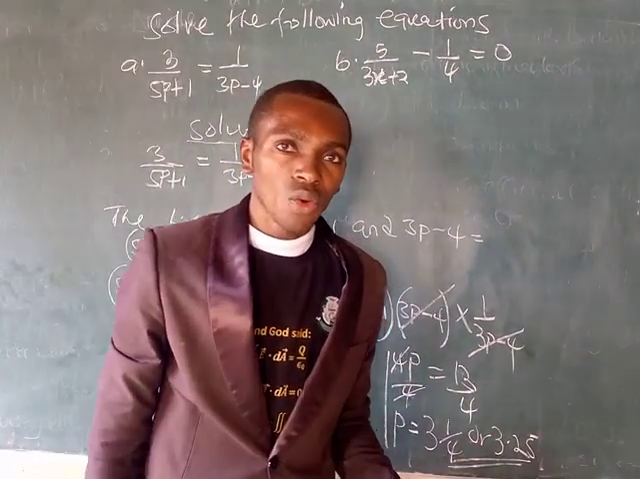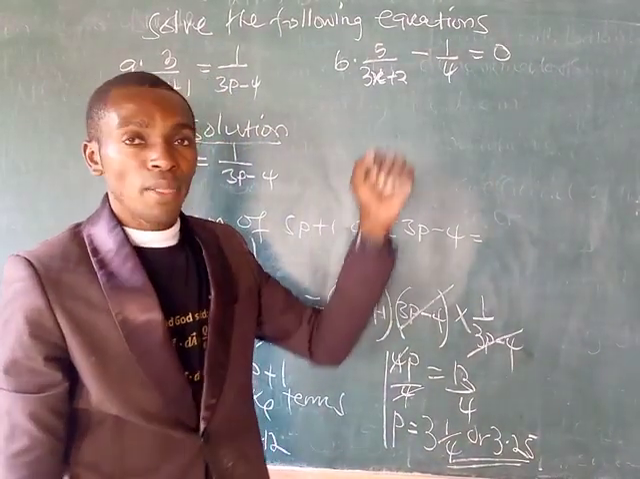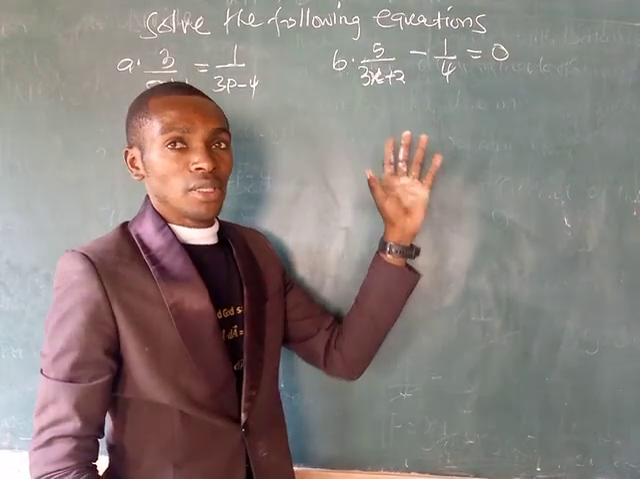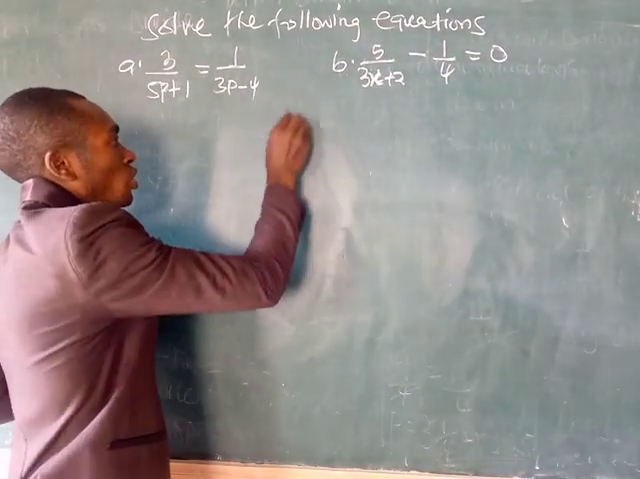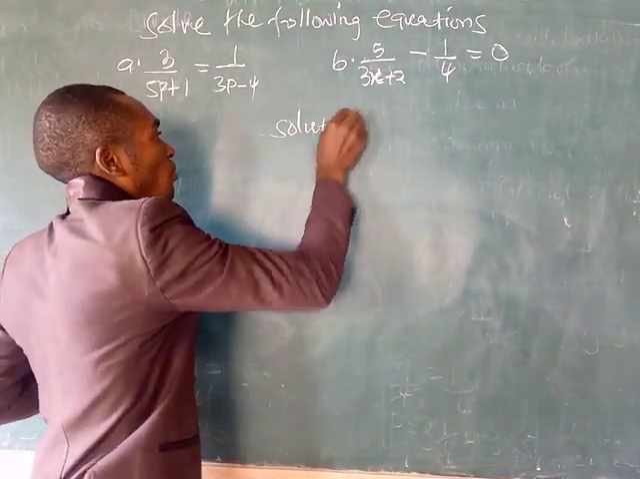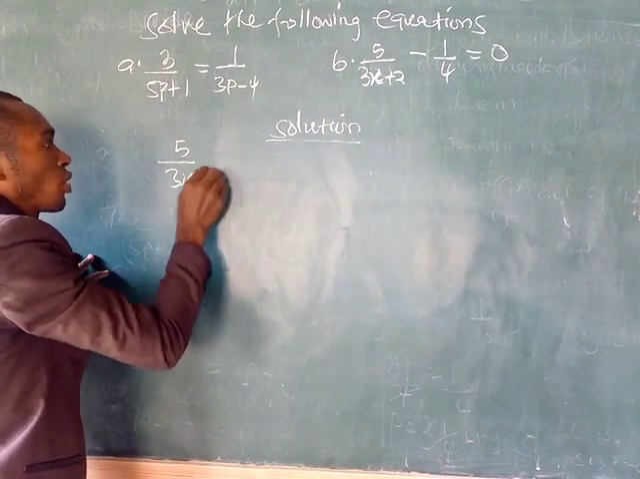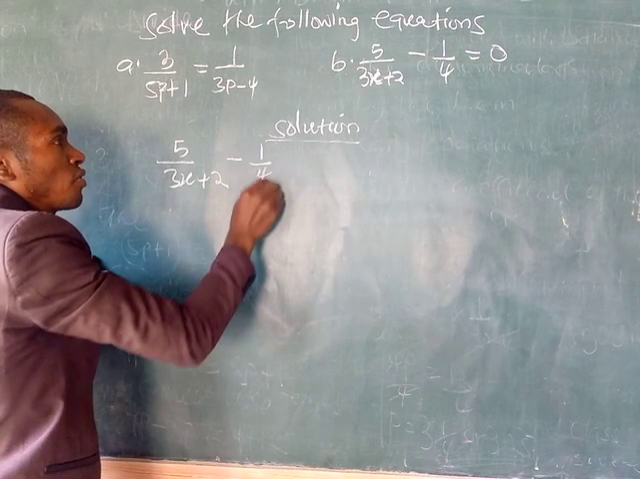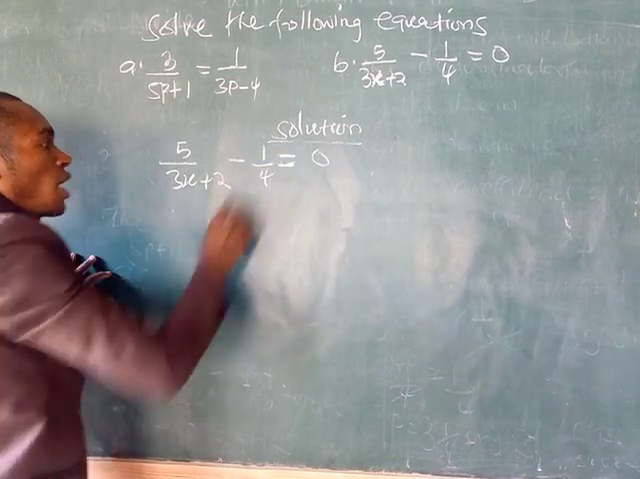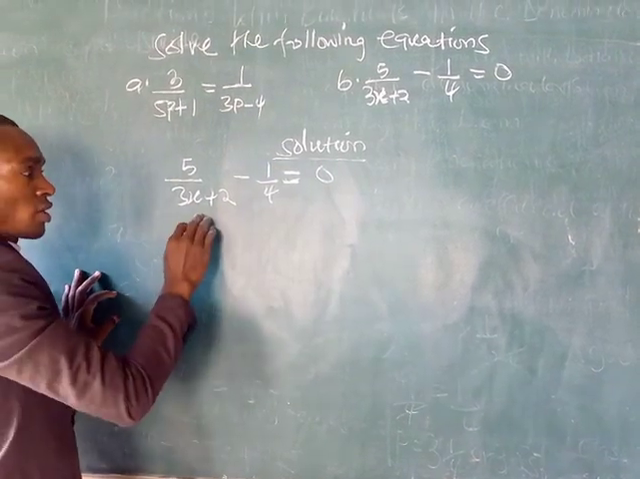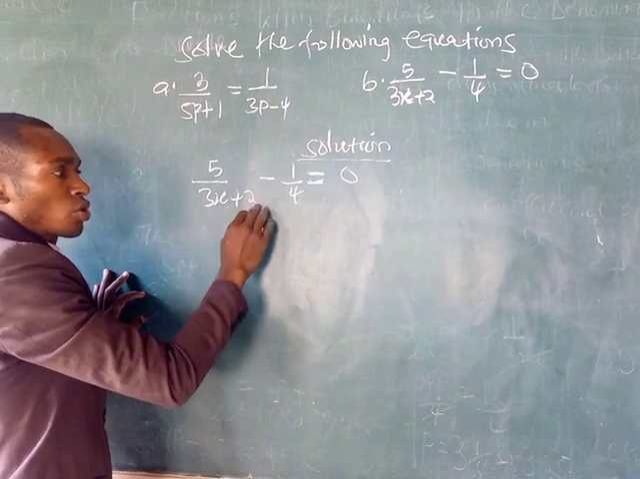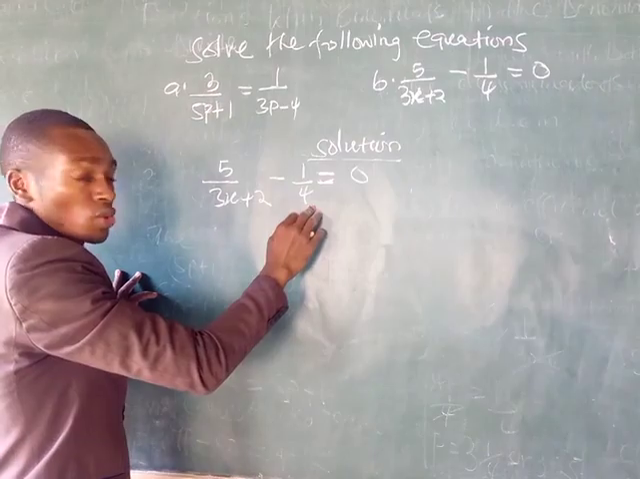Now let's see question B. Solution to question B now. We have 5 over 3x plus 2 minus 1 over 4 equals 0. Now, in this case, we are looking for the LCM of 3x plus 2 and 4. These are the two terms we have here.